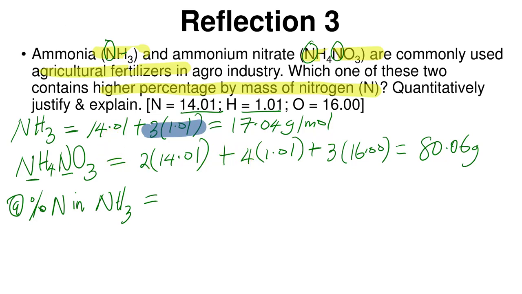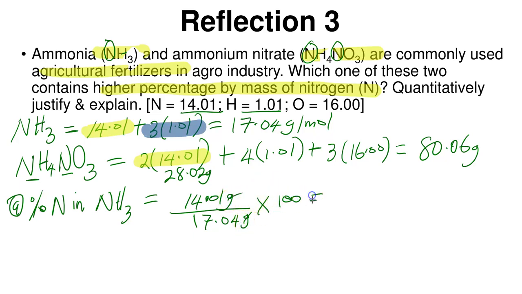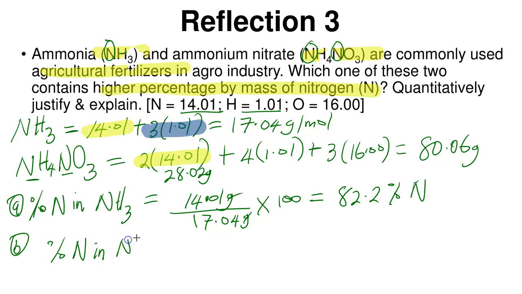The nitrogen portion in this one is only 14.01, whereas the total nitrogen in ammonium nitrate is 2 times this, which is 28.02 grams. This will be only 14 grams of nitrogen. So if we do our math, this will be 14.01 grams of nitrogen divided by the total mass, 17.04 grams. Of course, grams will cancel grams, times 100. And if you do this math correctly, this will give you about 82.2% nitrogen. Now, in the second part, the B part, what are we going to do? We're calculating the percentage of nitrogen in ammonium nitrate.